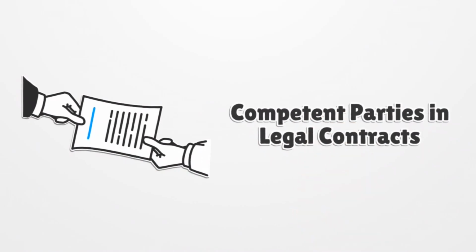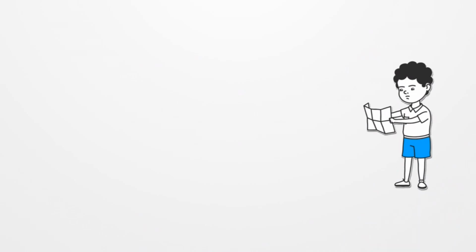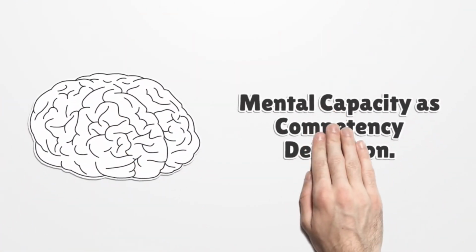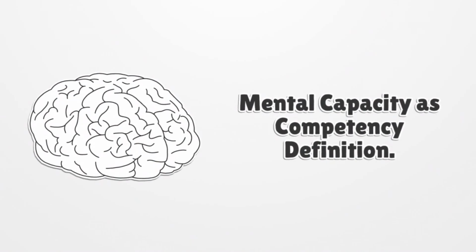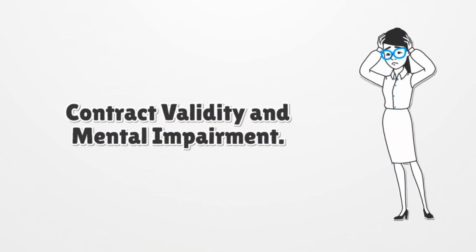The fourth and final requirement for a legally binding contract, represented by the letter C, is competent parties. Both parties to the contract must be legally competent to enter into the agreement. In most states, individuals are considered competent to enter into life insurance contracts at age 15. However, competency also refers to mental capacity. If someone is mentally impaired or under the influence of drugs or alcohol at the time of signing the contract, they may not be considered competent.